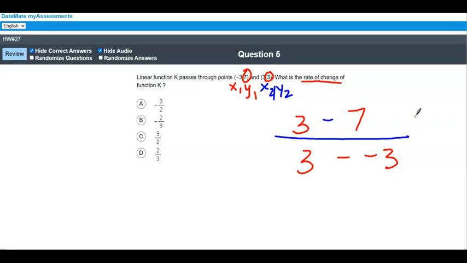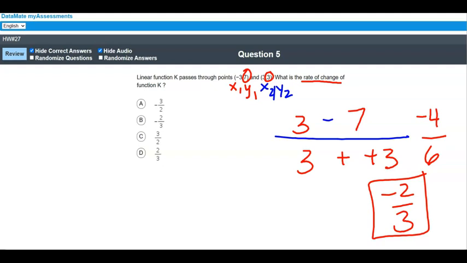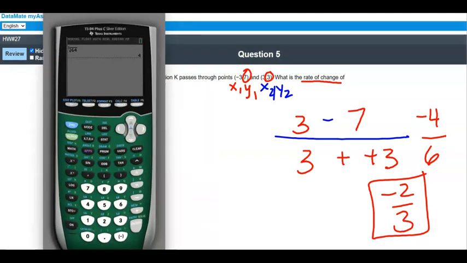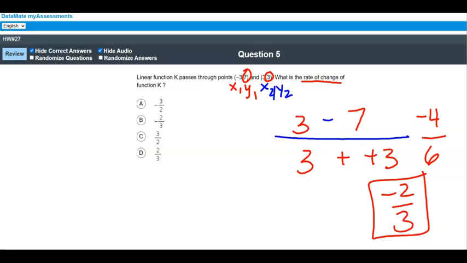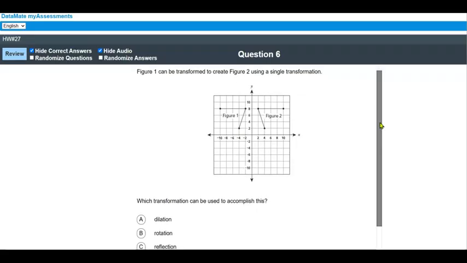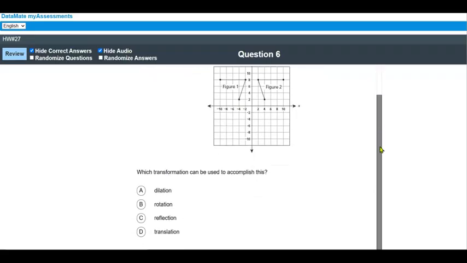You can either use a calculator or you can do the math mentally. So negative 4/6 is the same as negative 2/3. But on your calculator, you could type the entire fraction like this by pressing the fraction button, and you could type 3 subtract 7 in the numerator, and then 3 subtract negative 3 in the denominator, and it will do all the reducing for you. So negative 2/3.